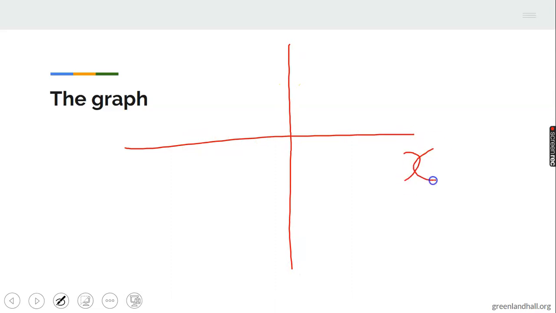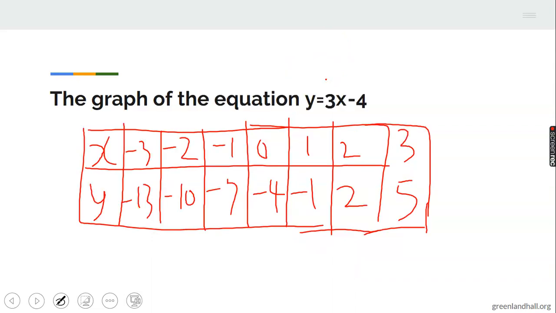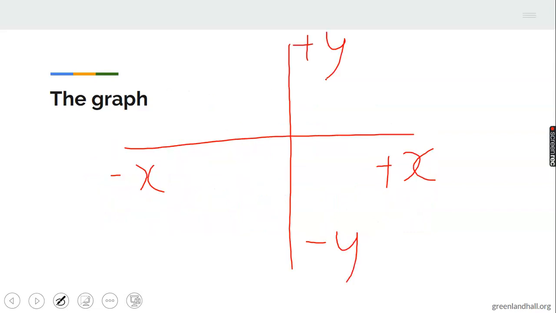This is x, positive x, this is negative x, this is negative y, this is positive y. I will just tell you what to do, then you'll be the one to do it. When x is -3, what is y? Y is -13. Here is your minus, here is your minus. So when you put your -3, you trace it out to go and meet where you have -13. And you put either a positive sign like this, or an asterisk, or a circle to show the points.